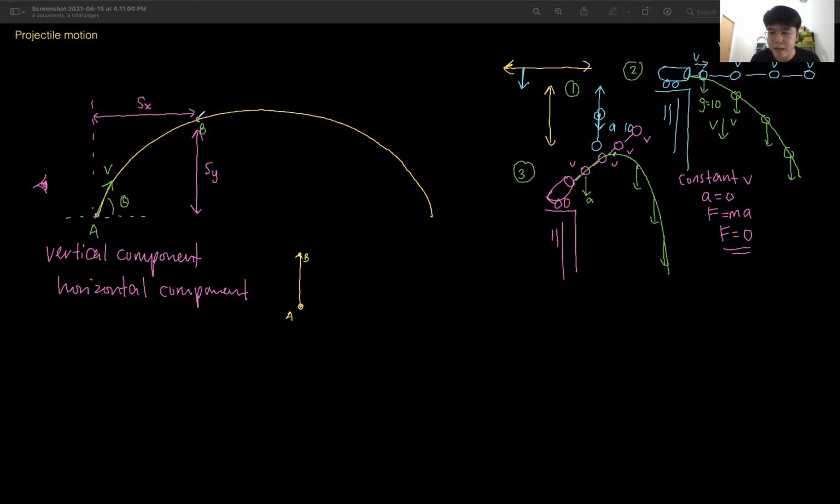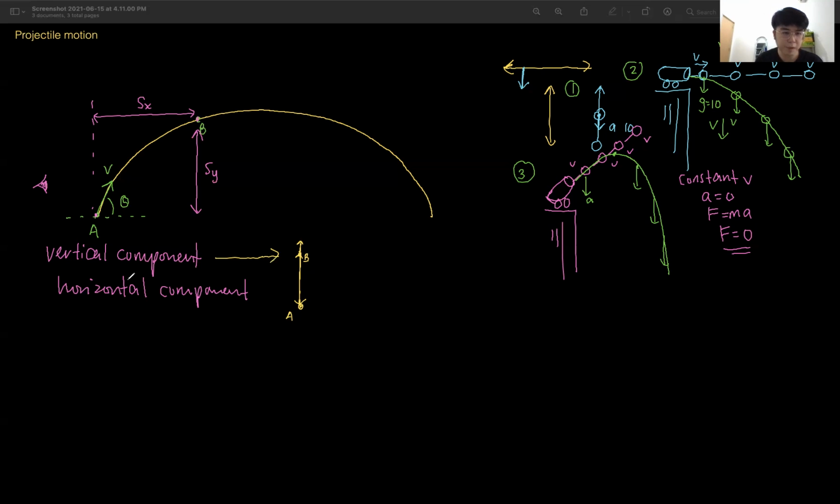B is not the highest point, so maybe go higher a bit. Then it comes back down. This is what I see, only one line, because my line of sight is parallel to the motion. I cannot see the curve, the rainbow. Only a person standing at the side can see the curve. So this is one way of imagining the vertical component movement. This is the vertical component.